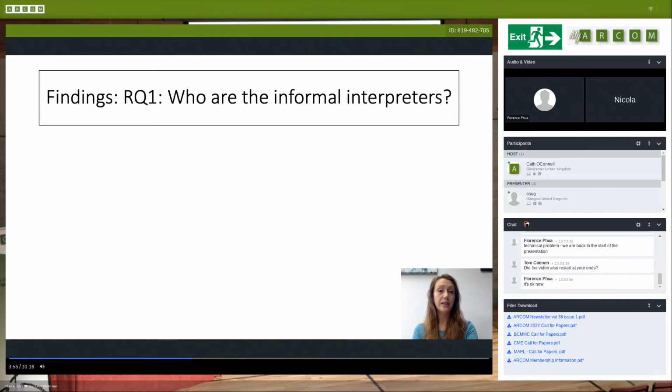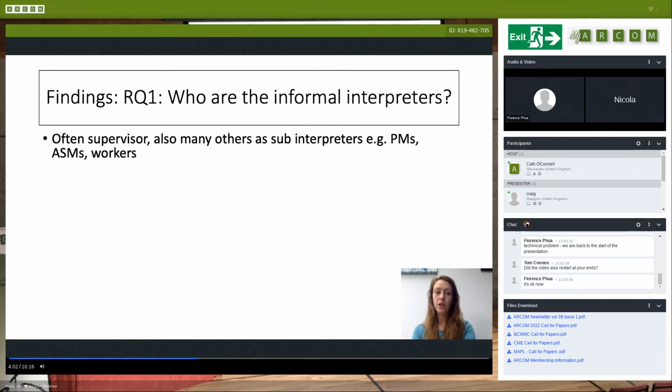So now the findings. First, those related to research question 1, and who are the informal interpreters? So often the supervisor, as found in previous research, but there may also be other people doing this role, as well as sub-interpreters. So, for example, in the data there are project managers, assistant site managers, and other workers who sometimes take on language work.